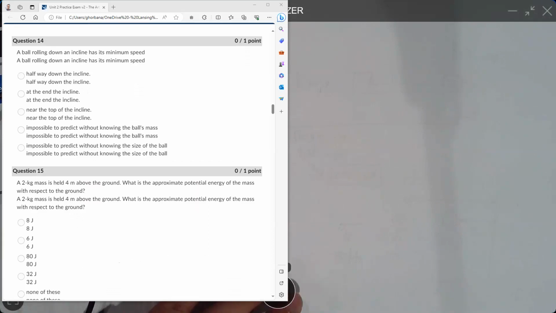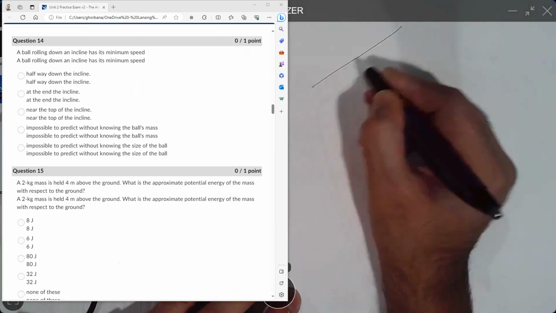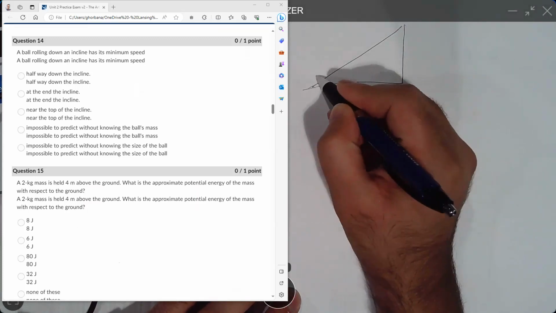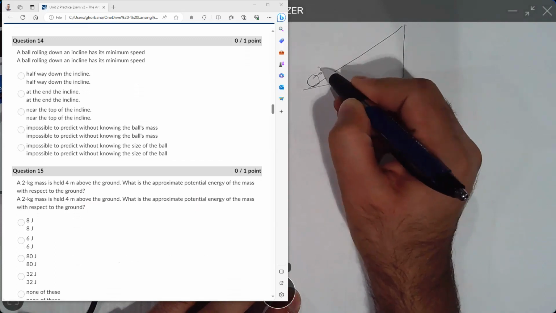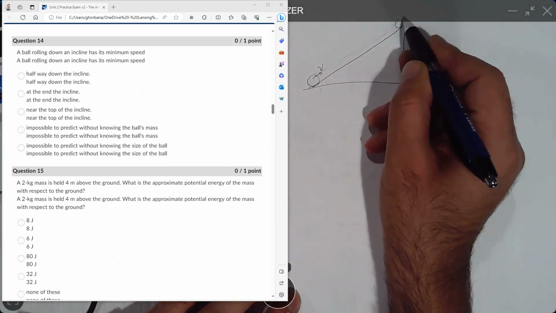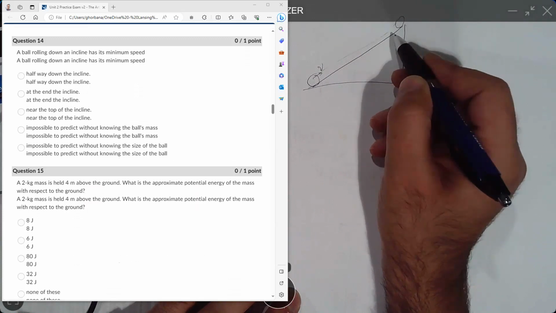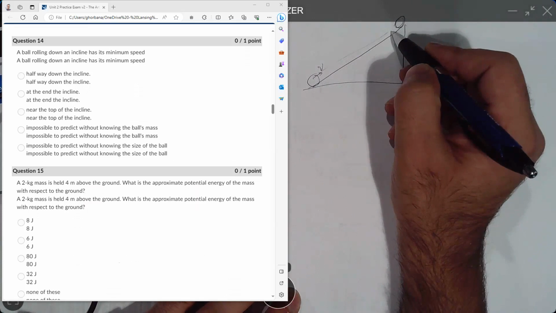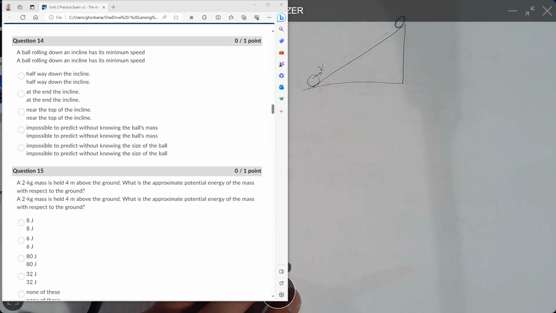Okay, so what happened here? Let's say you have an incline. The ball would have the velocity, go up, reach this point, and then come back. So when the ball changes its direction, its velocity becomes almost zero. That's why it's changing direction. When the velocity decreases, the momentum will have its minimum. Good. So what is the right answer? The right answer will be near the top.